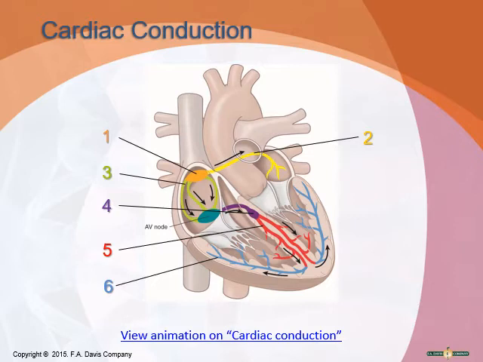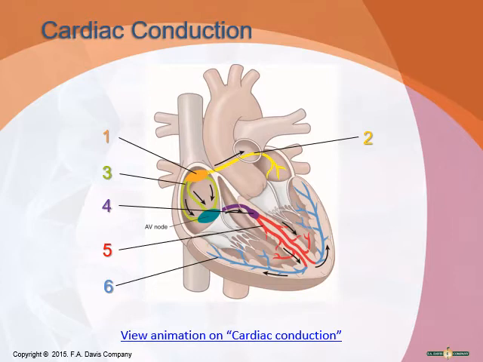Let's walk through this specific route that the impulse travels throughout the heart. Step 1. An electrical impulse is generated by the sinoatrial node, or SA node, the ultimate pacemaker, located in the wall of the right atrium. Step 2. A bundle of conducting fibers rapidly conducts this impulse from the right atrium over to the left atrium, and both atria begin to contract.